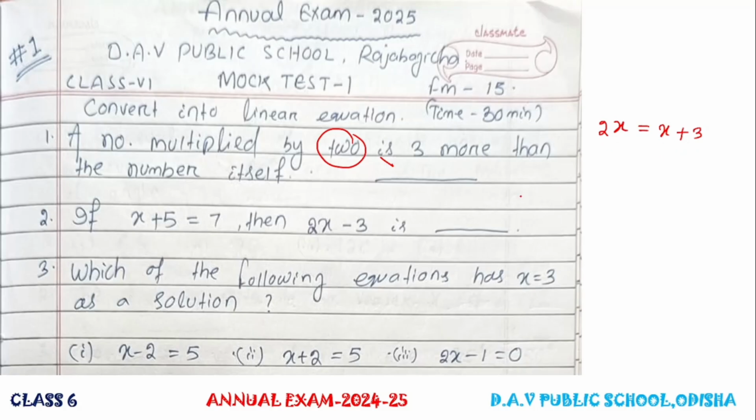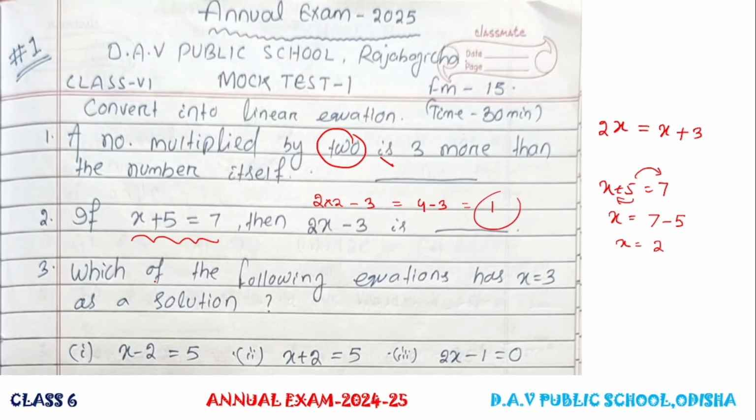Understand? Now next question. If x plus 5 equal to 7, then 2x minus 3 equal to dash. First we solve this, that is x plus 5 equal to 7, means x equal to how much? Now 7 goes to the right side, it will be minus, because on the left side it was addition. So x equal to 2. Now put the value in place of x, that is 2 into 2 minus 3 equal to 4 minus 3 equal to 1. So the answer is 1.